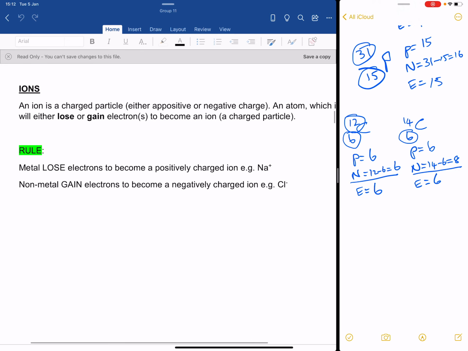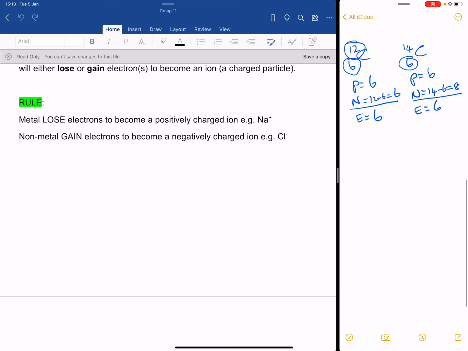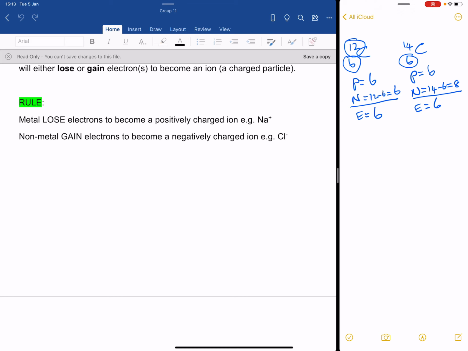We'll move on then. Ions. An ion is where an atom either loses or gains electrons, and when that happens, it becomes a charged particle. An ion is a charged particle. Metals lose electrons to become positively charged ions. So sodium will lose 1 electron to become a sodium ion. The electronic configuration for sodium is 2,8,1. It will lose 1 electron to become 2,8. So there's your sodium ion, it's lost 1 electron.